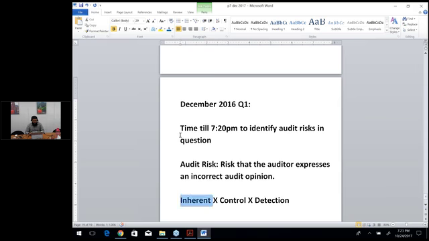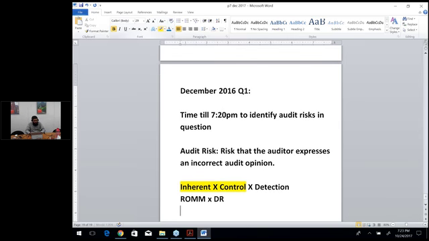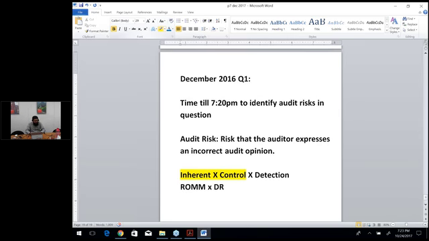The inherent risk and the control risk are also termed as risk of material misstatement. So the audit risk is simply the risk of material misstatement multiplied by the detection risk. So how would we identify the audit risk? The same way we identified the risk of material misstatement, which is you need to think what could go wrong with financial statements. That's what the audit risk is all about.